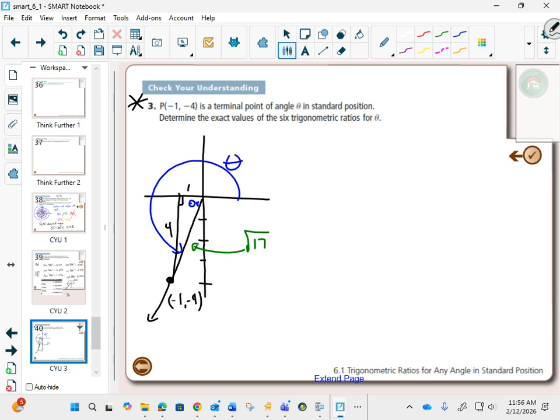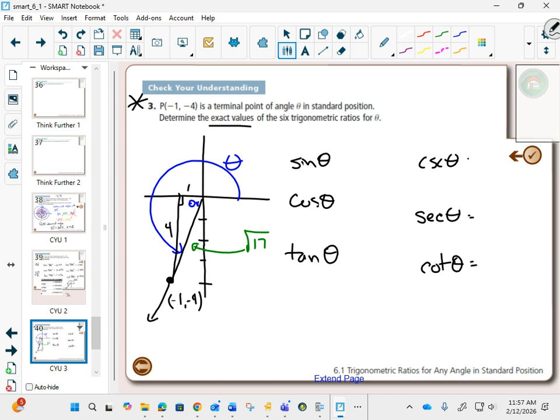Now, once we have that triangle, this question's asking us to determine the exact values, means no calculators are necessary. Don't have to go to decimals, don't have to round. An exact value is not rounded. You leave square roots if you have them. You leave pi if it's in the answer. And so we want to find sine of theta, cos of theta, tan of theta, and then the reciprocal ones as well, cosecant of theta, secant of theta, and cotangent of theta, and figure out what each of these are equal to.